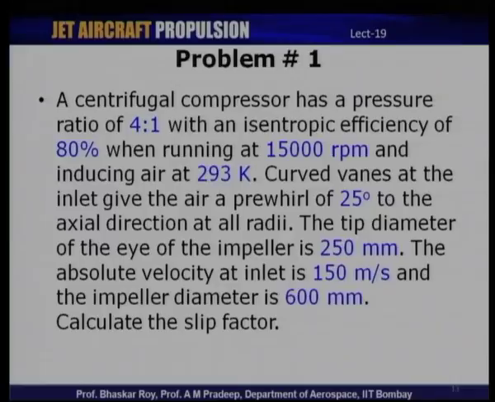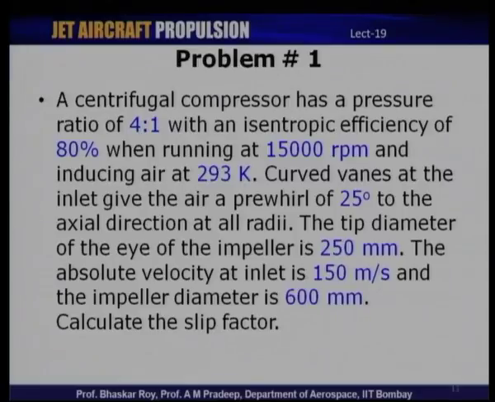Here the pressure ratio is given as 4:1 with an isentropic efficiency of 80% when running at 15,000 rpm and inducing air at 293 Kelvin. Curved vanes at the inlet give air a pre-whirl of 25 degrees to the axial direction at all radii. The tip diameter of the eye of the impeller is 250 millimeters. The absolute velocity at the inlet is 150 meters per second and the impeller diameter is 600 millimeters. Calculate the slip factor.